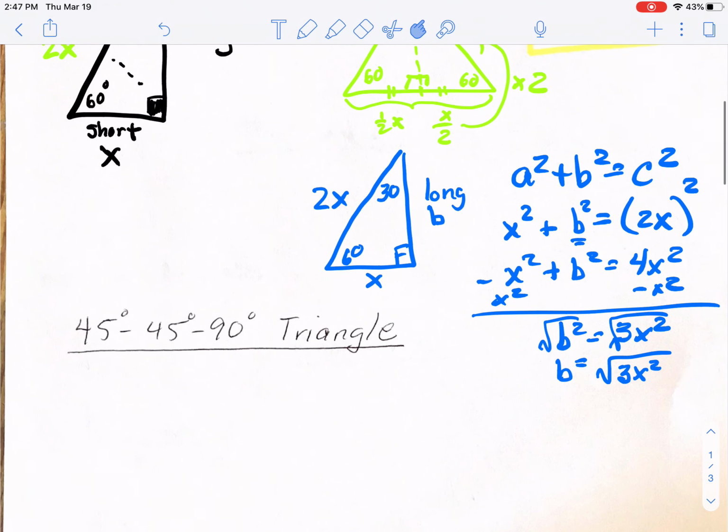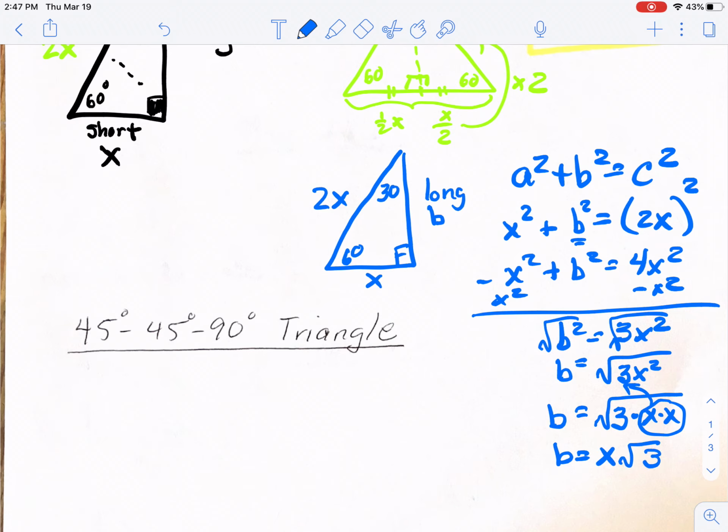then we can go back to the pencil. We can go b is equal to, I'm just going to show extra steps. You won't have to do all these steps every time. 3 times x times x. If I jailbreak this, this x is going to come out in front. So b is x, which was our short side, times the square root of 3. So we just proved, and now you can go back and recalculate if you need to know how to find the long side. So let me go back up.